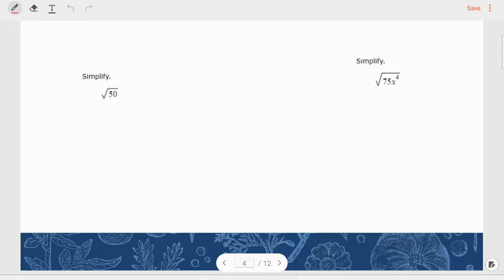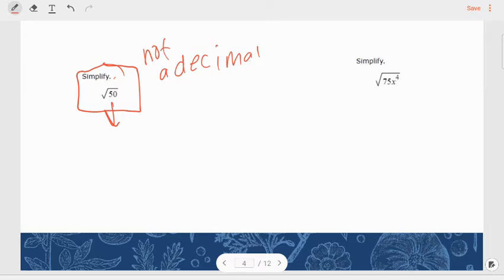The next two ask me to simplify. Now I want you to make sure that on this one this is not a decimal. When the problem says to simplify a square root sign, it's not asking you to give me a decimal. It's asking to leave it in radical form. So I will most likely have a radical in my answer.